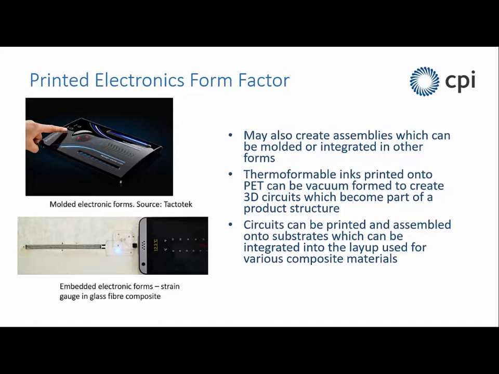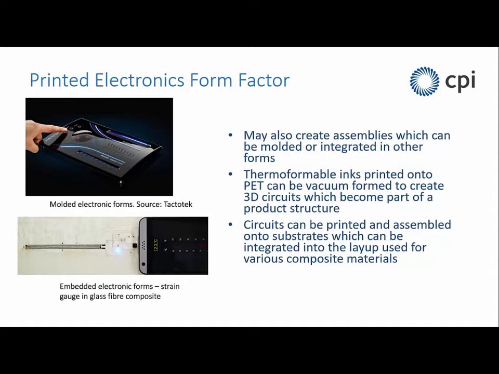And then you can go a step further with these planar 2D thin materials and form them into 2.5D or even 3D structures. And so it is possible to create assemblies that can be molded or integrated into other parts. Generally what we're doing is, again, getting rid of the PCB, and we're integrating the electronics into the plastic part.